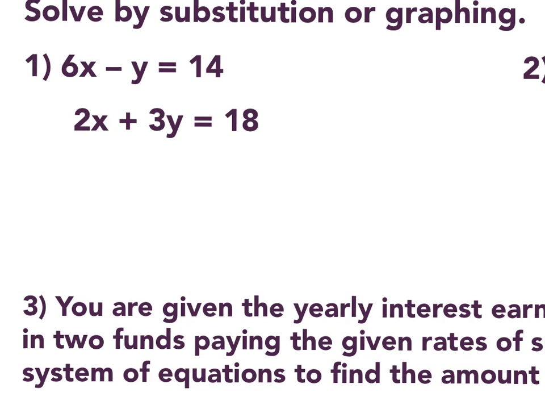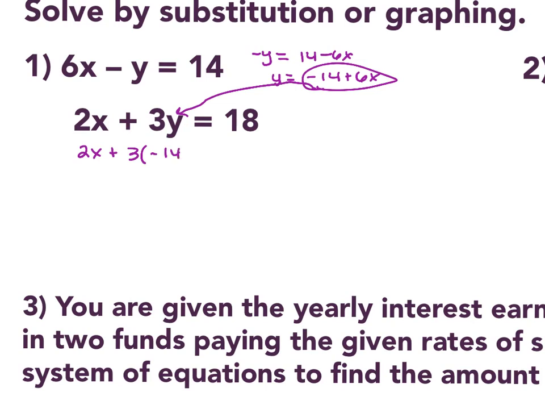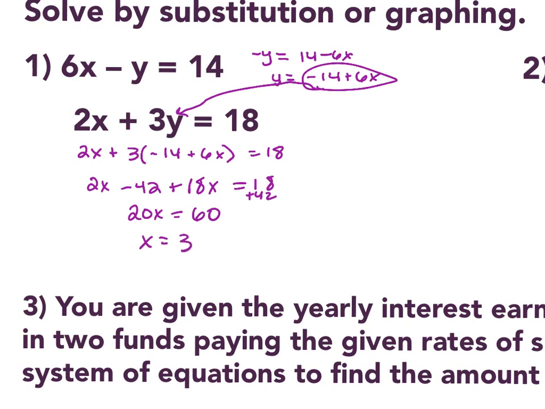Okay, good. So I would have gotten negative y equals 14 minus 6x, and y equals negative 14 plus 6x. And then take that and plug it into the y on the other equation. So 2x plus 3 times negative 14 plus 6x equals 18. 2x minus 42 plus 18x equals 18. 20x minus 42 equals 18, so 20x equals 60, and x equals 3.